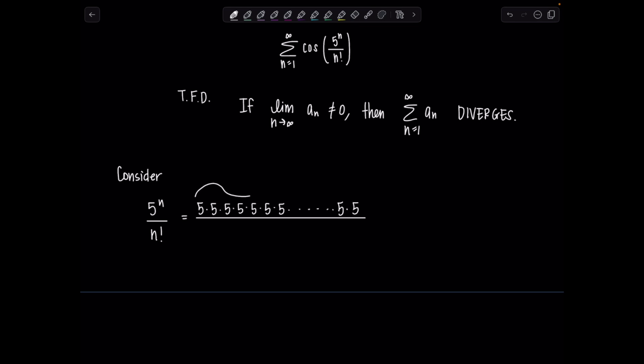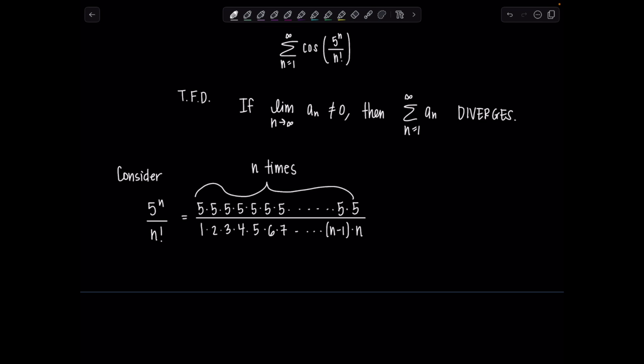And then let me be specific. I didn't just randomly write 5 a bunch of times. This is n many times. Then we have n factorial in the denominator. That's the product of 1, 2, 3, 4, 5, 6, 7, all the way up to n minus 1 and then times n. That's the last one. Notice we have n factors in the top, 5 n many times, and then I have n factors in the denominator.